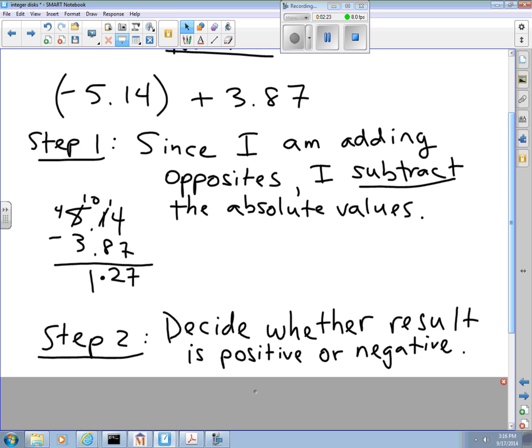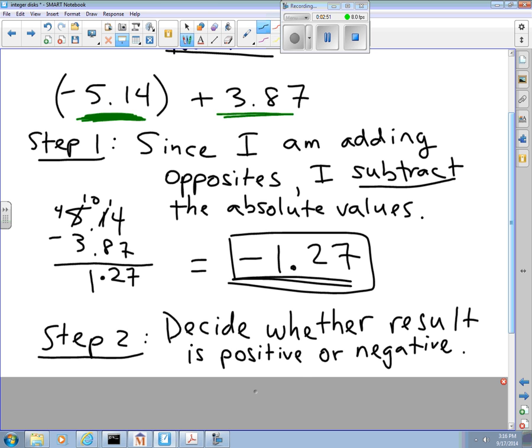Again, I go back to the original question up here and think, well, that was a negative, that was a positive, and this one here had the biggest absolute value. Maybe in grade 7 you learned to think of it as this one's farther from 0. That's why the final answer is going to be a negative. So the final answer is a negative.